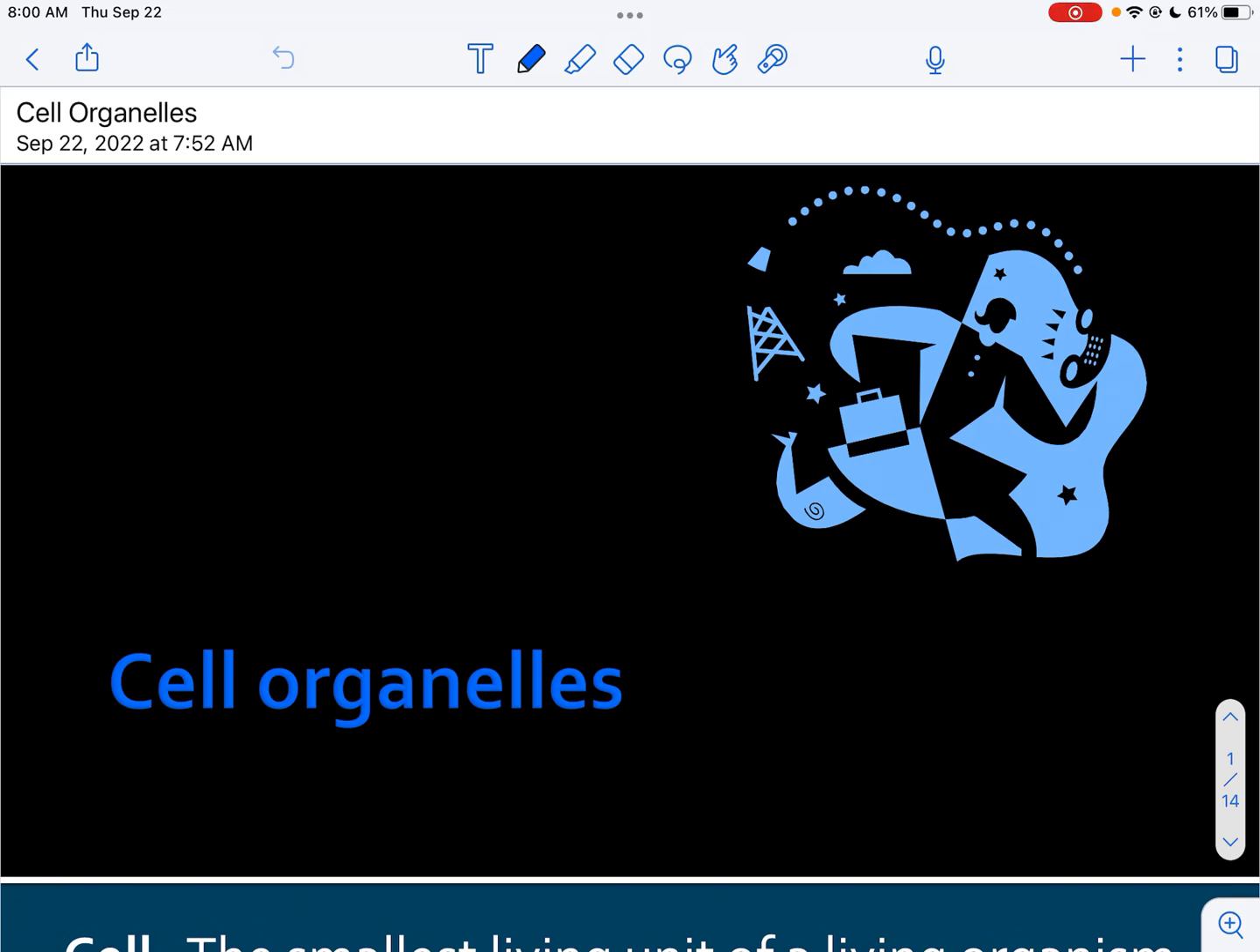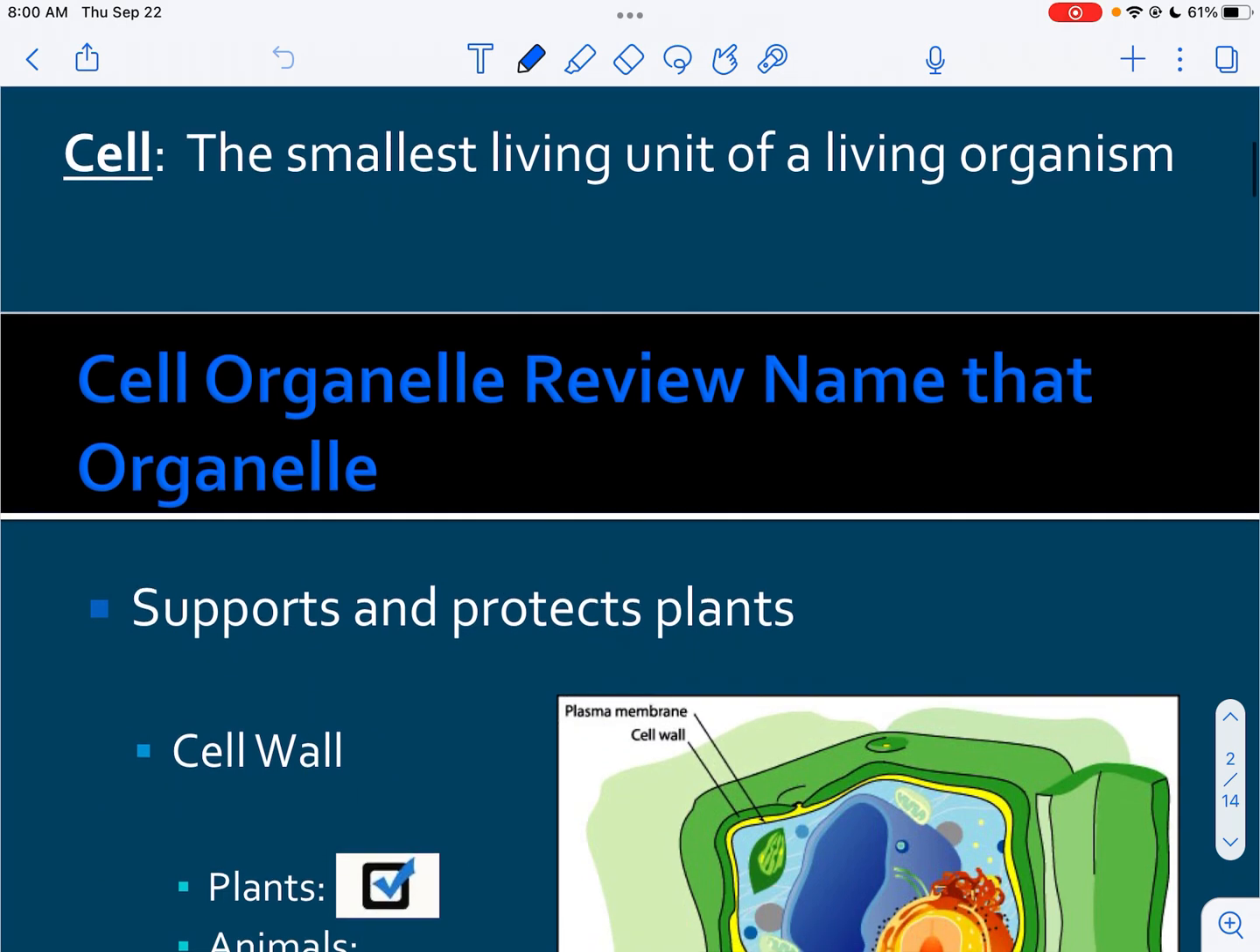Okay, so the smallest living thing is the cell. Remember with our cell theory, all organisms are made of cells, right? So all living things are made of cells. The cell is the smallest building block of all living things, and in order to generate new cells, they have to come from a pre-existing cell. So our current cells must divide. My skin cells will divide and make more skin. My muscle will divide and make more muscle. Blood will divide and make more blood, right? So the cell is the smallest unit of a living organism.